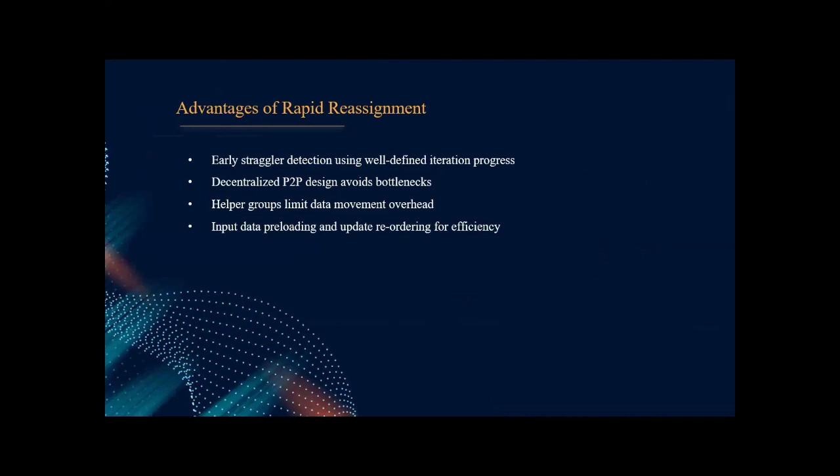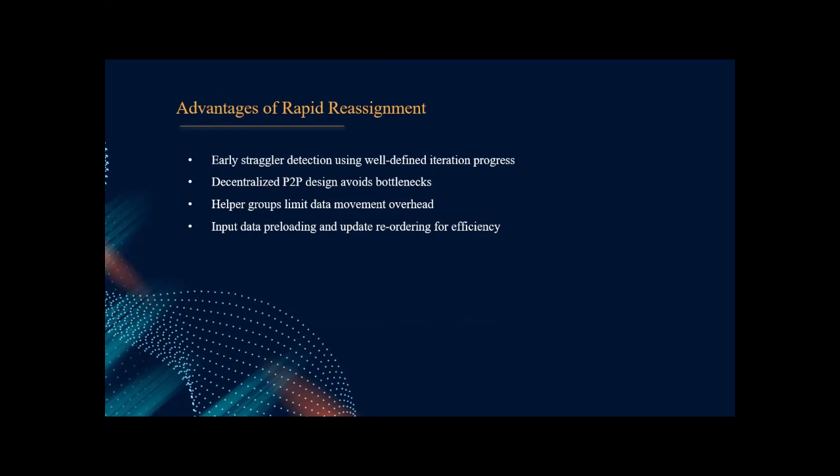Now I'll talk about the advantages of rapid reassignment. Early straggler detection using well-defined iteration progress refers to a system for monitoring how much of a task has been completed. By following a set of procedures for breaking down tasks into iterations, the system can identify tasks that are falling behind schedule early on. This allows for early intervention and reassignment of work to the helpers.